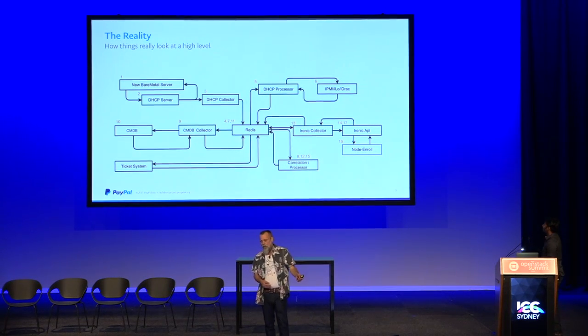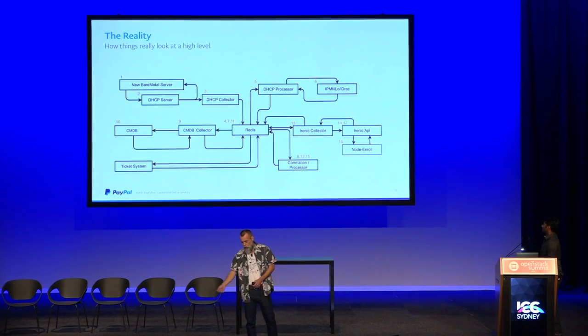Simultaneously, the CMDB and Ironic collectors, in a polled cycle, are polling for changes in either the CMDB or in Ironic.